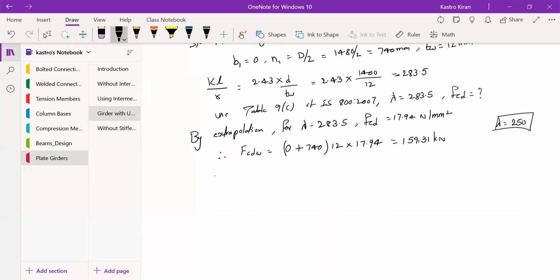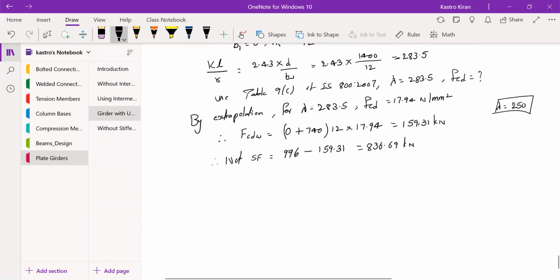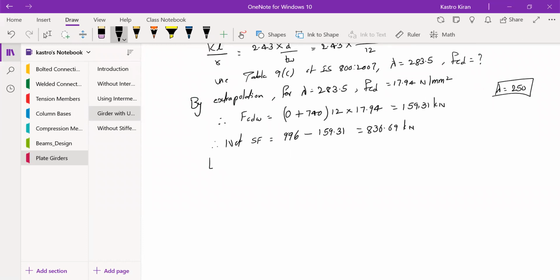So therefore net shear force equals, what is the formula? Vz minus shear force resisted by web. The Vz value is the reaction force, which is 996 kilonewtons, minus the shear force resisted by web, 159.31. This value will give you 836.69 kilonewtons. That's how you're going to find out the net shear force value. Now you need to find out the length of weld.